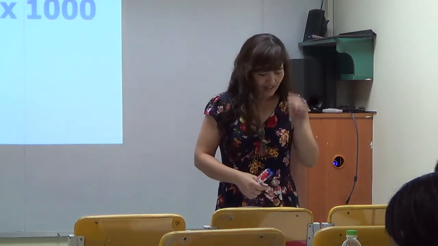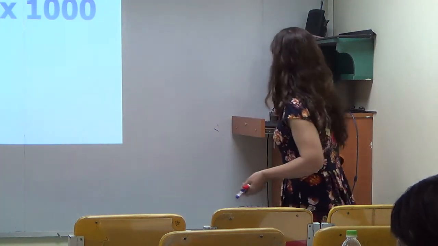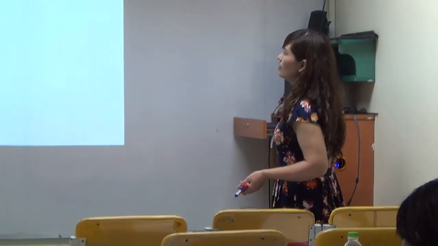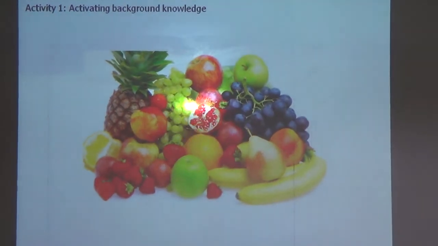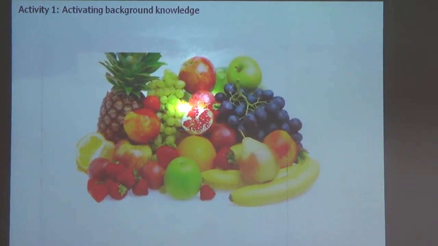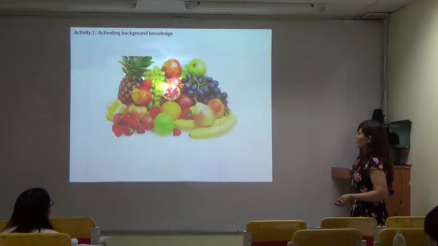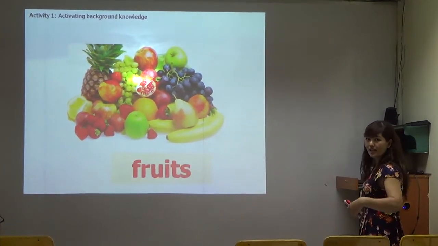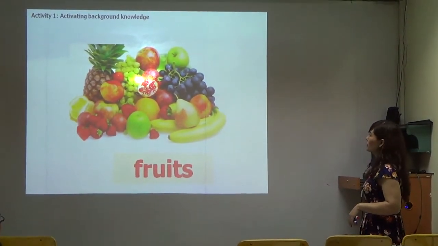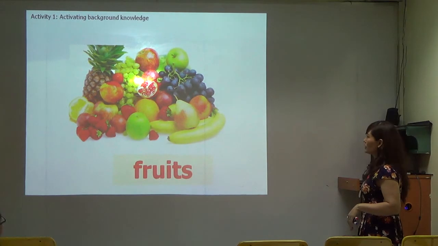The objectives of this lesson are to provide them with the vocabulary on the four topics. I use this activity one. What is the first topic? Everyone, you're my students now. Fruits. What topic is that? Fruits. Good. Say it louder. Fruits. Okay, everyone. Fruits. Good.